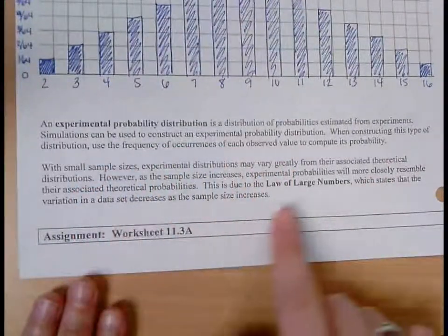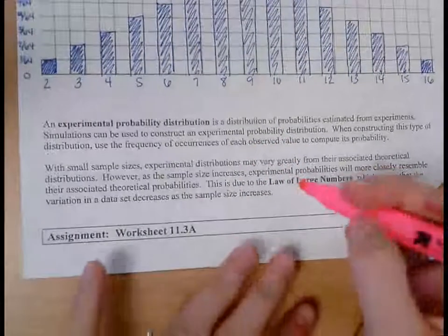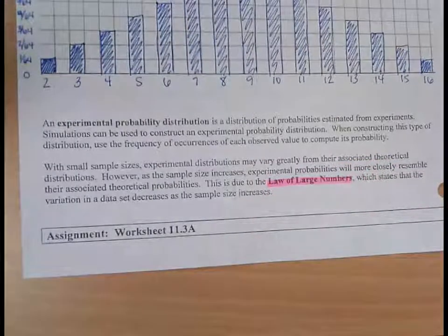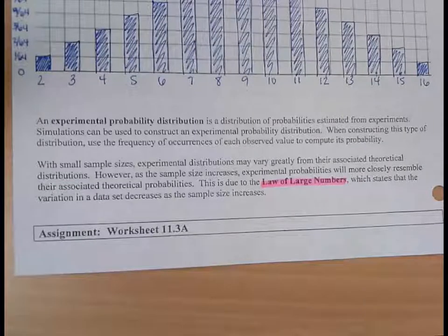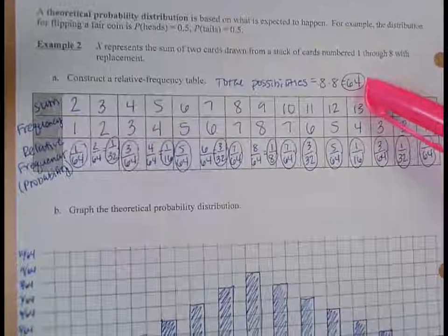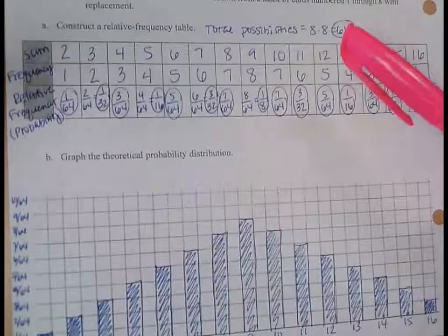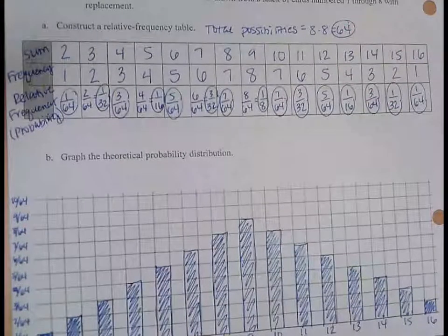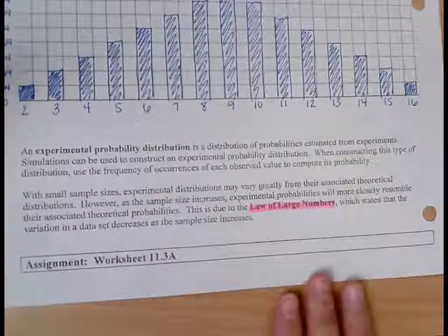What this is explaining at the bottom, you may have heard of the law of large numbers before. The law of large numbers states that if your sample size increases, the experimental and theoretical probabilities come out to be approximately the same. So, for example, if I only had you do this, say, 5 times, your experimental probability distribution is going to look way different versus if I had you do this, say, 100 times. It's going to look closer to what it should look like. So that's just some additional information at the bottom.